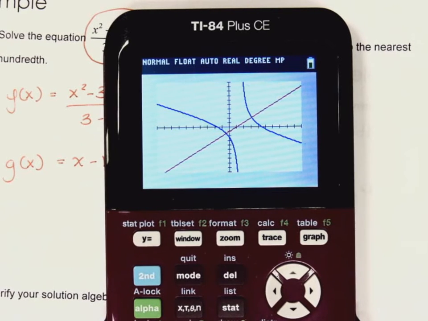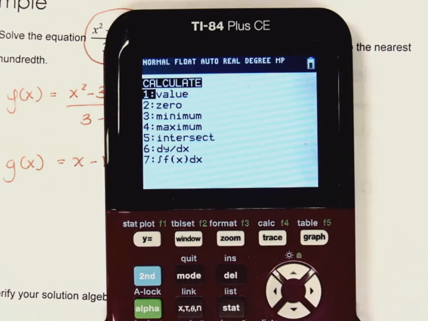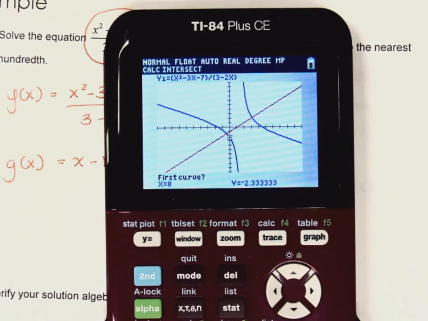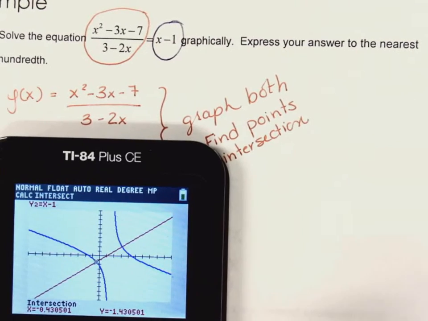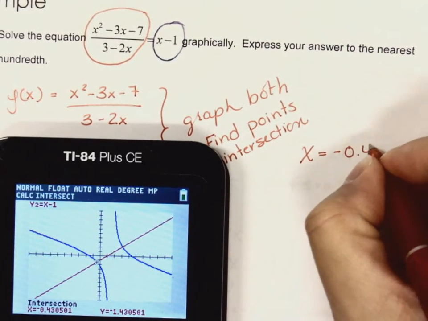Okay, points of intersection, super easy, option 5 on my calculator, and you just got to do left bound, right bound, first curve, enter, second curve, yes, guess. And so my point of intersection, and again, I'll state this aloud, it's the X that I'm concerned about, not the Y. So my answer here, the first one, is going to be negative 0.43.